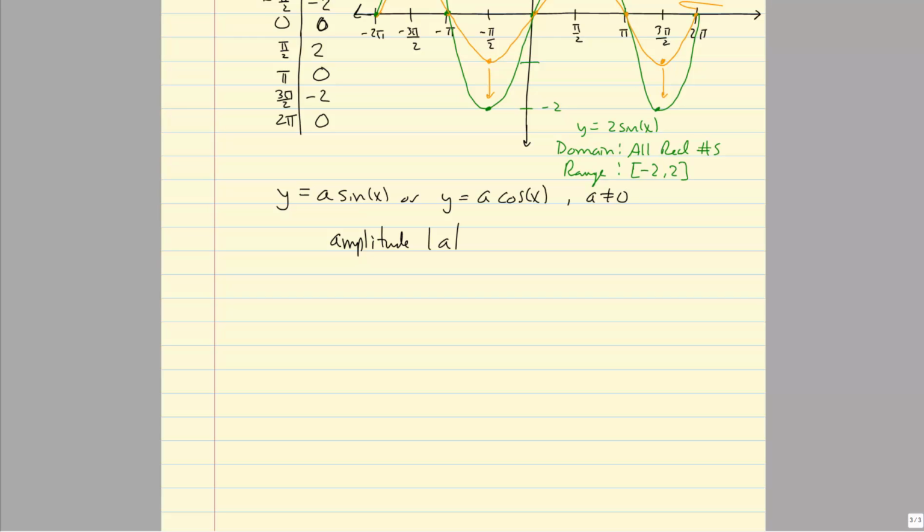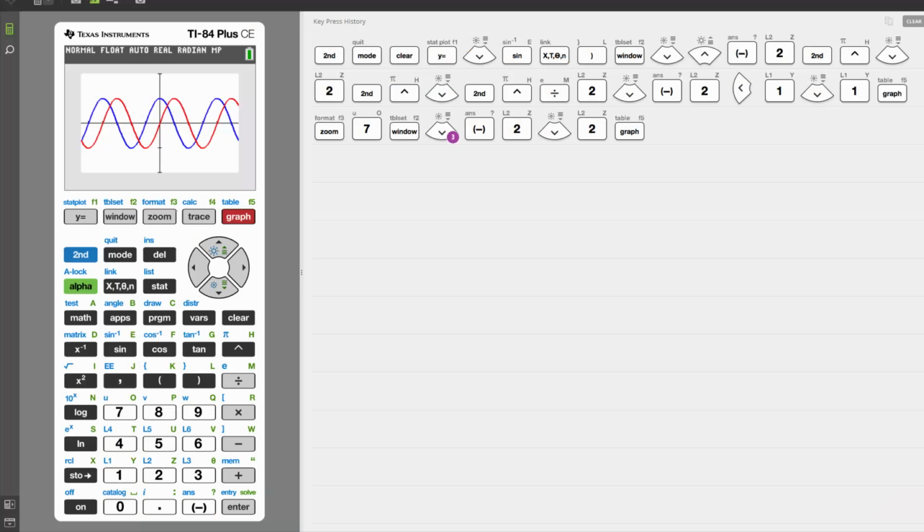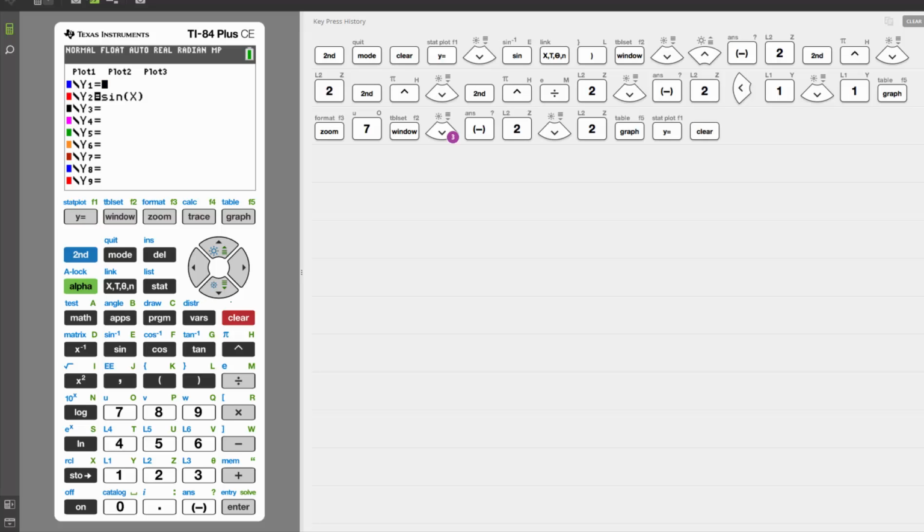Now the next thing that we're going to look at is going to be a little bit different than an amplitude change, and then we'll also combine both of them. Oh, that's right, we're going to graph on our calculator too. So let's go ahead and graph on the calculator. Let's clear this off. So here, let's do y equals sine of x. So we'll have our standard curve first. And then on this one, I think we had an amplitude of 2, so let's do y equals 2 sine of x.